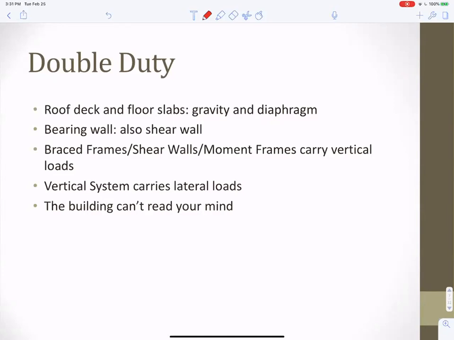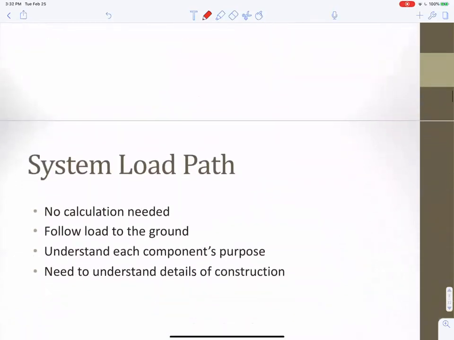And so basically, this is an important one. Vertical systems can carry lateral loads. The building doesn't know what you've designed the different parts for. And this can cause trouble. We won't be talking about lateral systems, but often in a building, in an earthquake, gravity components will undergo lateral loads and suffer damage. We can talk more about that later.